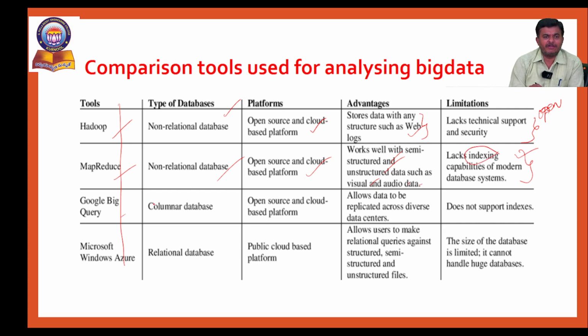Next, Google BigQuery. This is a column database, different from any other databases. It is also an open source and cloud-based platform. It allows data to be replicated across diverse data centers. That is, it can store the data in different data center locations, even differing by regions also. It does not support indexes.